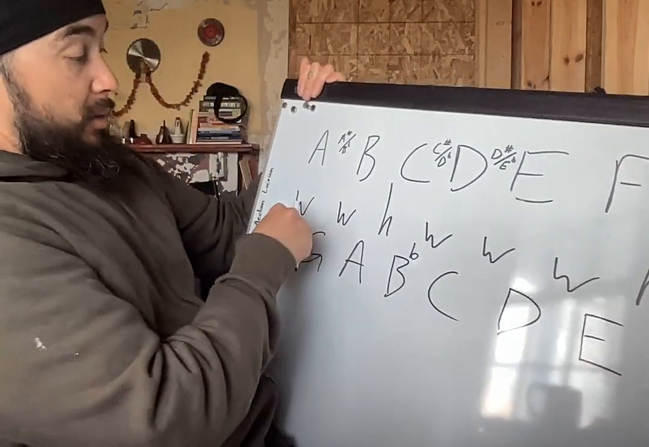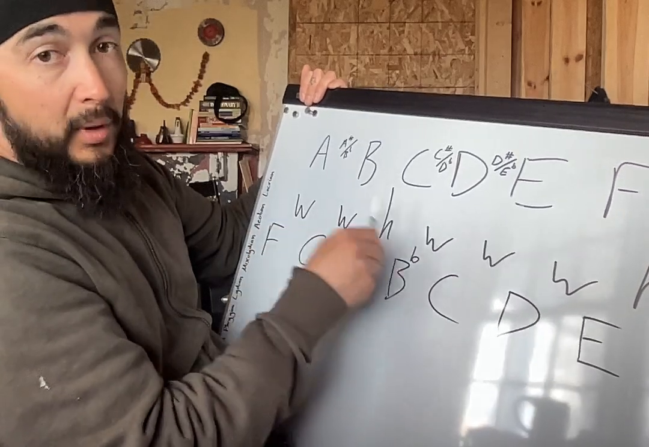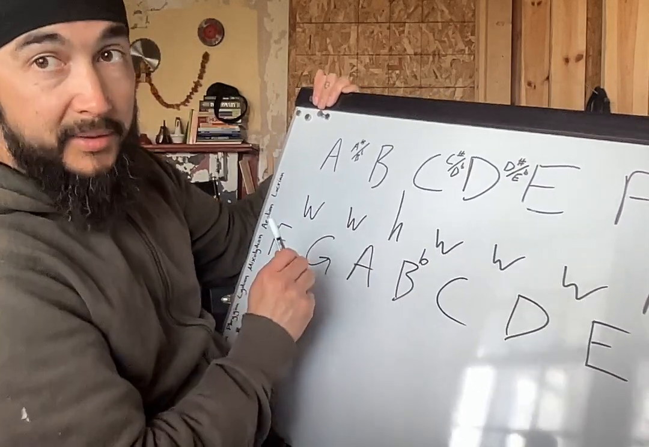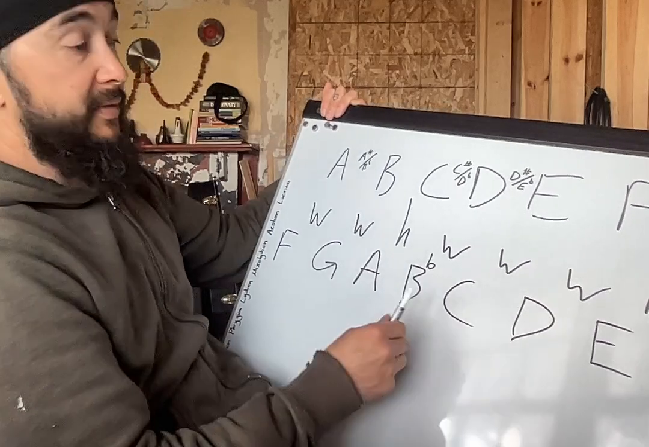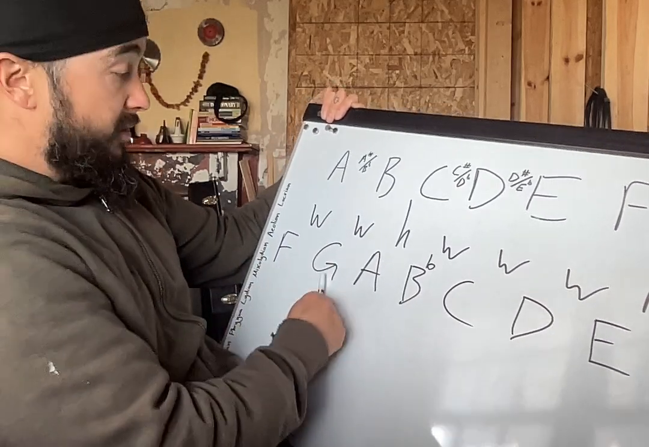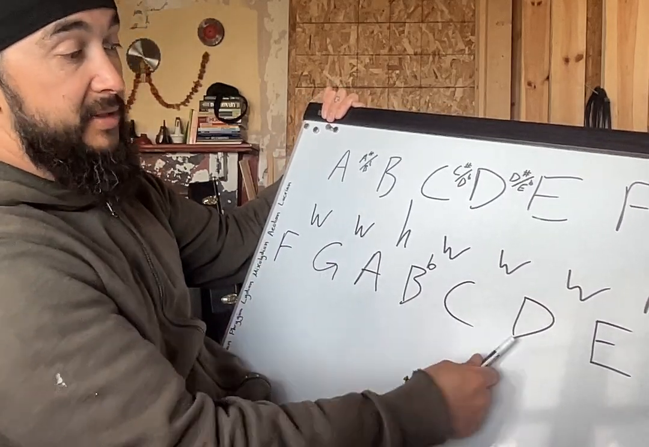So we have intervals of whole, half, whole, half. We have scale degrees of F, G, A, B flat, C, D, E, F. We have scale degrees 1, 2, 3, 4, 5, 6, 7.